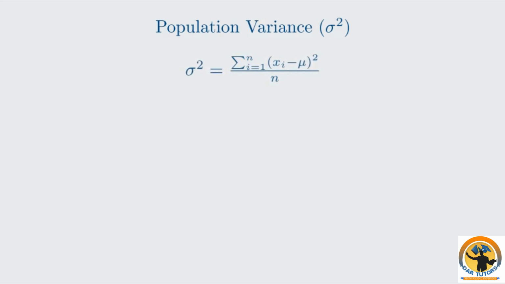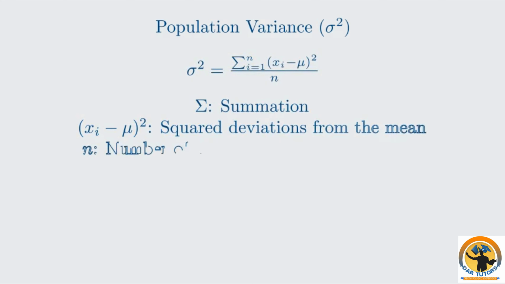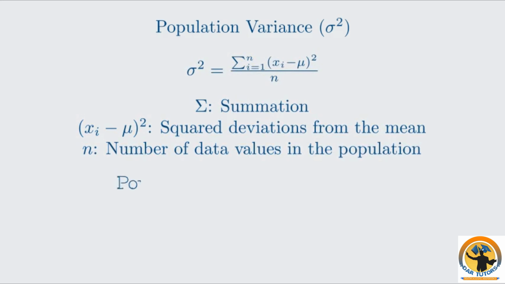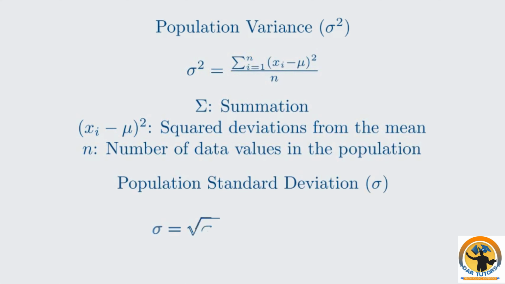The capital sigma, Σ, tells us to sum up all these squared deviations for every value in the population. Finally, we divide by the total number of values, n, to get the average. So, the variance is essentially the average of the squared distances from the mean. Now, the population standard deviation, denoted by sigma, is simply the square root of the population variance.